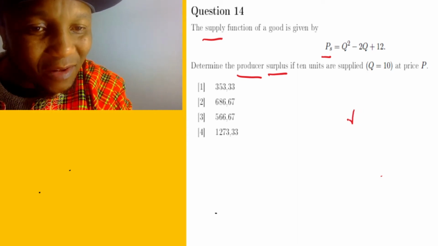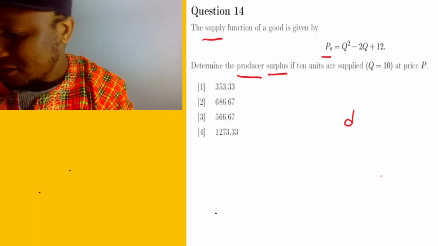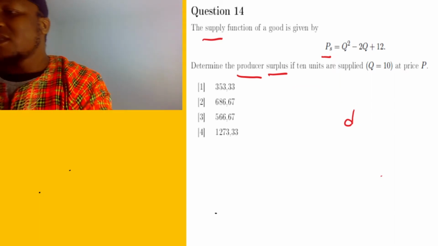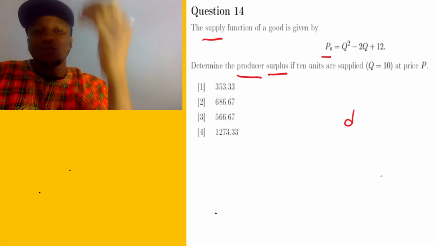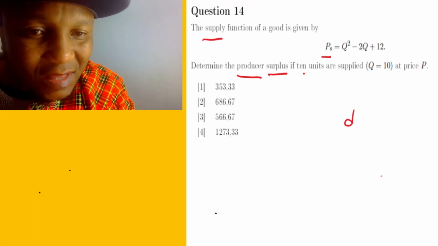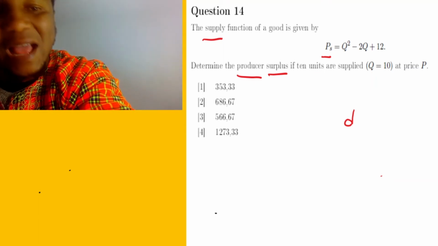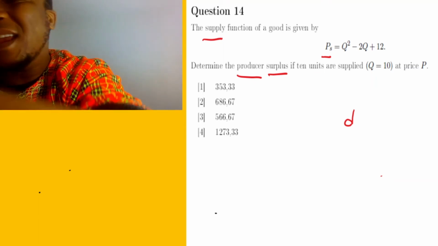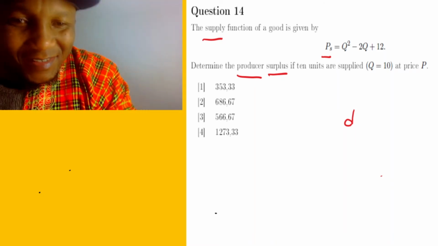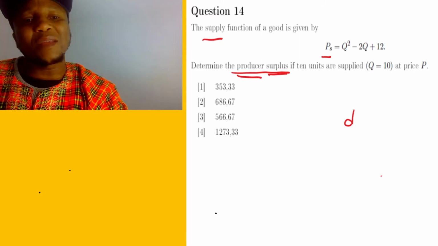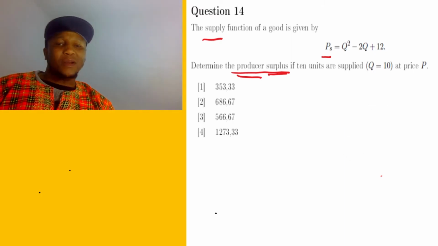If they give you a demand function, or consumer function, then most of the time they're going to ask you to find the consumer surplus. But for now, they want us to find the producer surplus. We have to find this producer surplus. Let me get to the point, let me not beat about the bush.